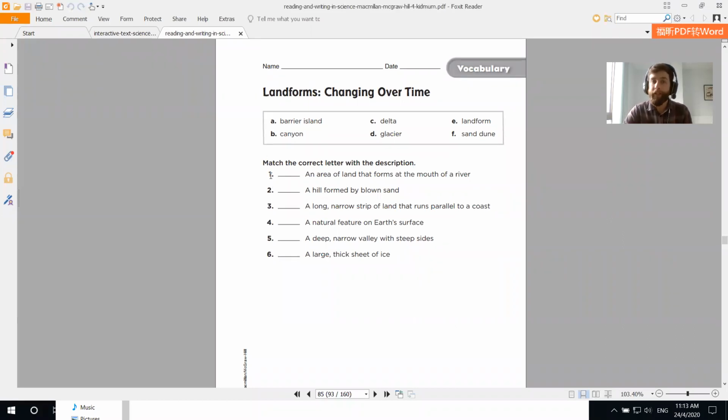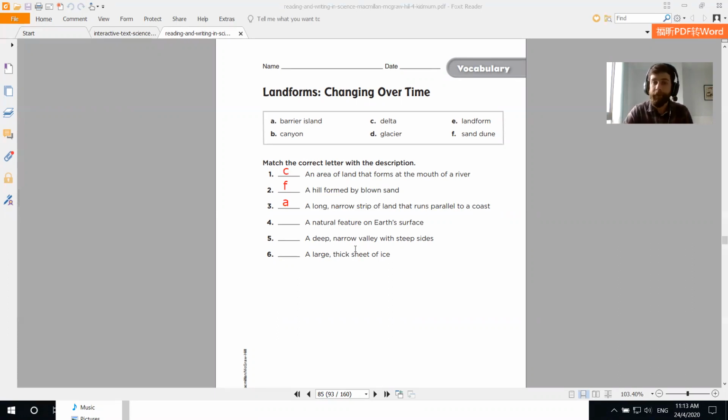So number one, an area of land that forms at the mouth of a river, that is delta, so C. Number two, a hill formed by blown sand, sand dune. Okay. And number three, a long, narrow strip of land that runs parallel to the coast, a barrier island. All the answers are in your textbook, okay, for the different landforms.